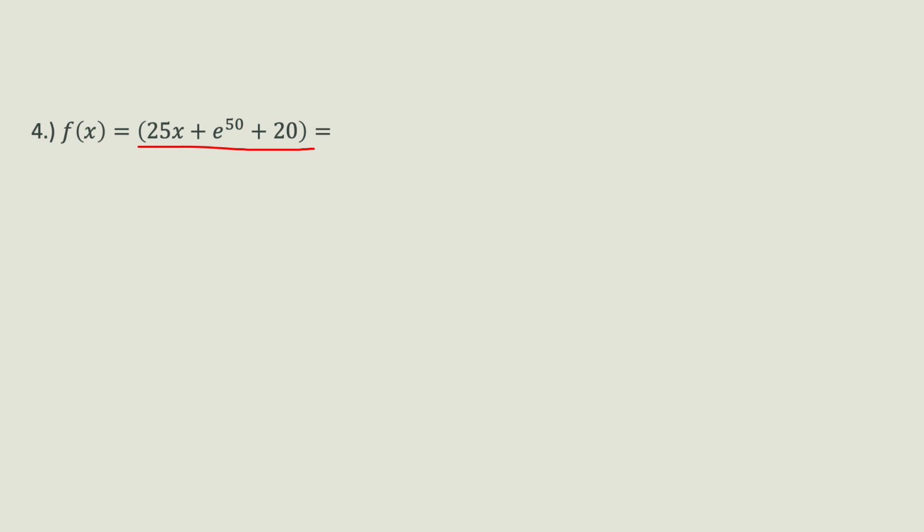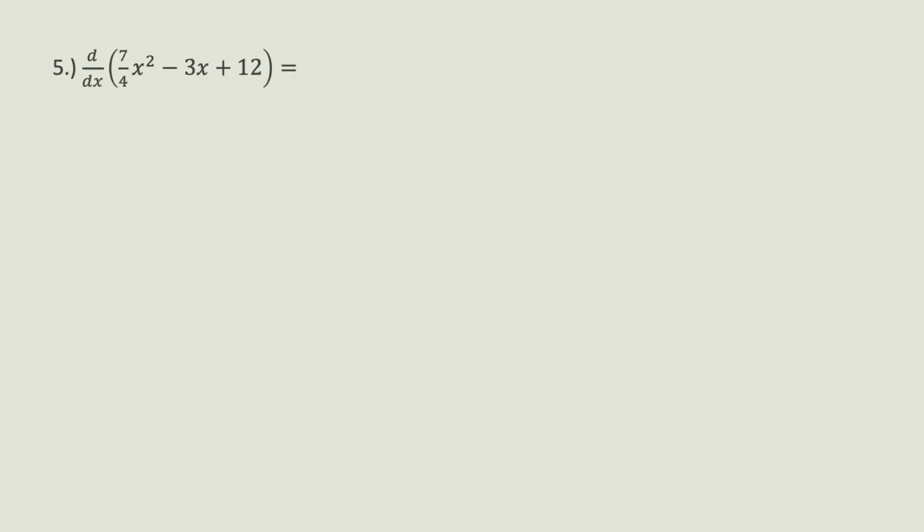So we take the derivative of 25x plus e to the 50th plus 20. We know that e to the 50th is a constant and 20 is also a constant. The only variable here is 25x. Thus, we take the derivative of 25x and get 25, plus 0 from e to the 50th, plus 0 from 20, which is another constant. Thus, when we simplify, our value is 25. We'll go on to problem number 5.